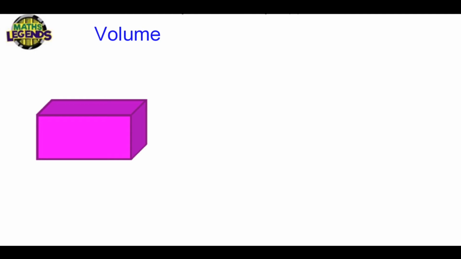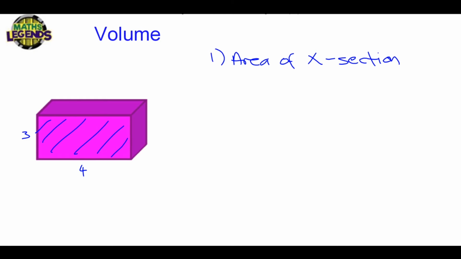Volume. Let's say you are asked to calculate the volume of a cuboid. The first step in calculating the volume is that you need to calculate the area of the cross section. So for example, if the vertical height is 3 and the horizontal length is 4, then the cross section here is a rectangle, and then we multiply the area of the cross section by the depth. So here, say for example, it's 5.